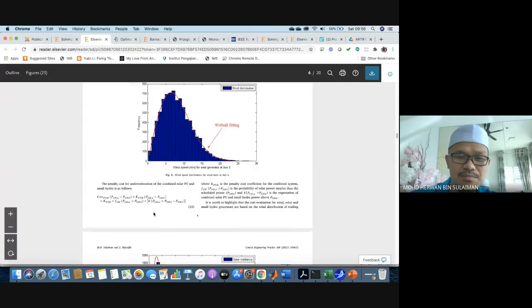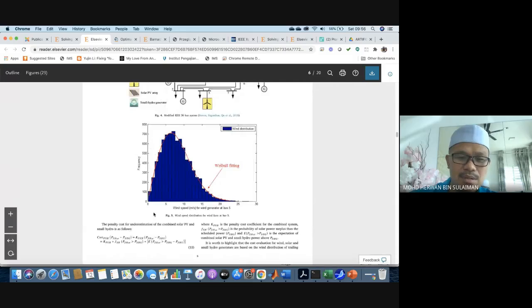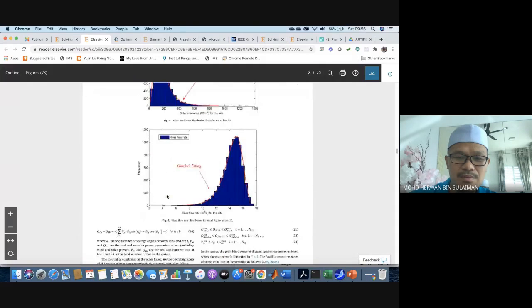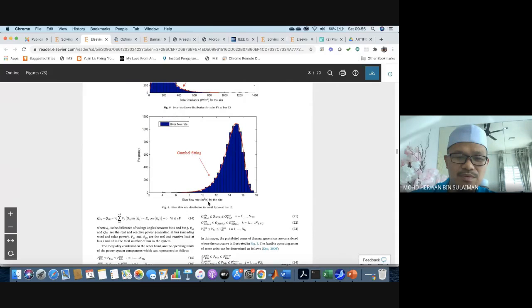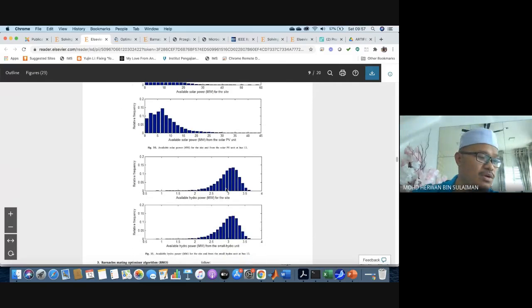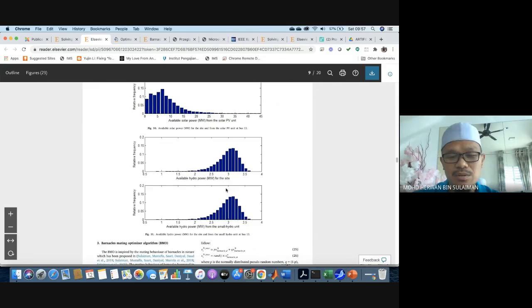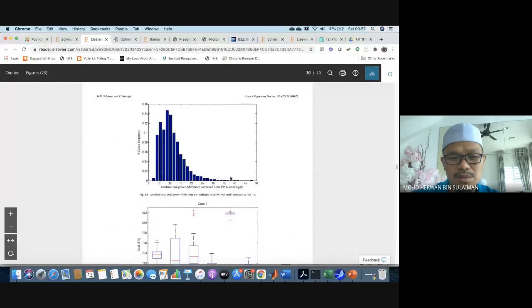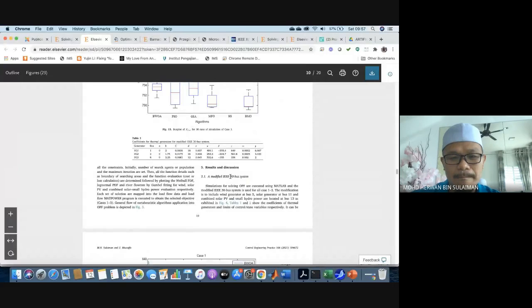So what happened in the system? We implement Weibull fitting and lognormal fitting for the solar, and Gumbel fitting for the river flow rate. Then we capture the uncertainty, because the power of renewable energy is uncertain, right? Solar depends on the sun, wind depends on the wind speed, and hydro depends on the flow rate. So this is the uncertainty that we need to consider.